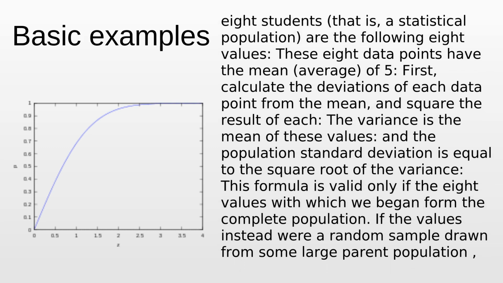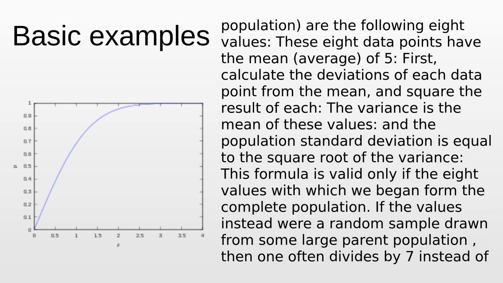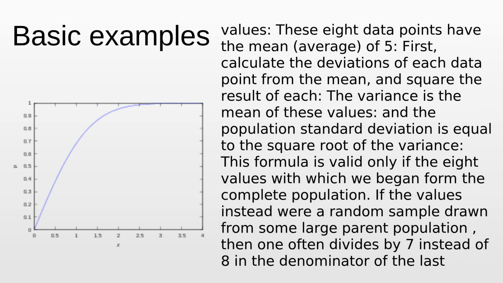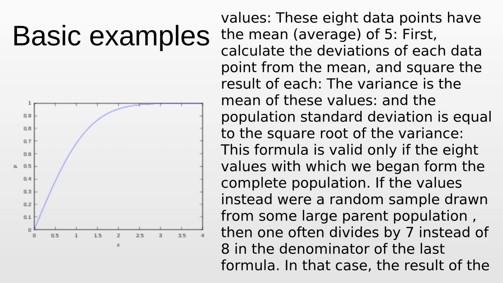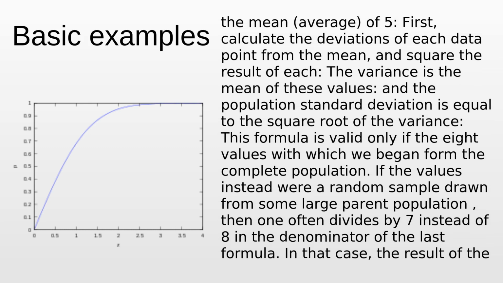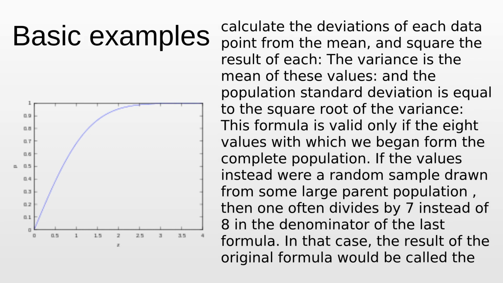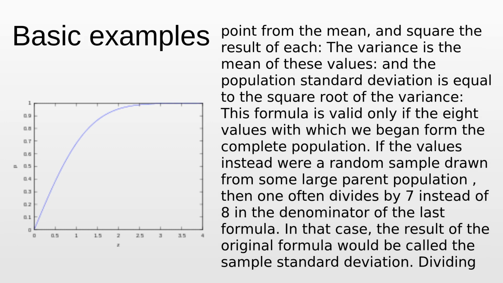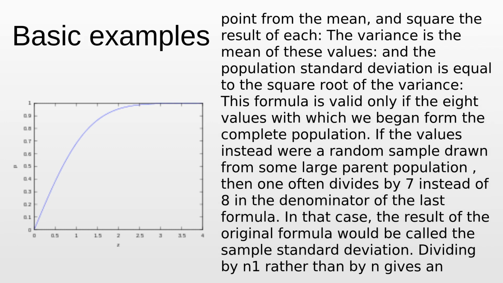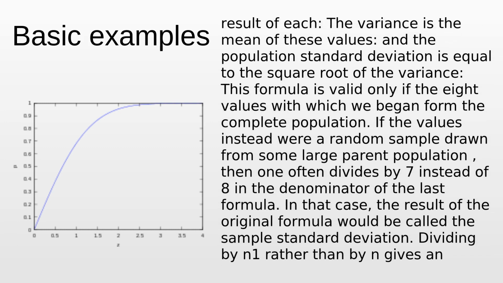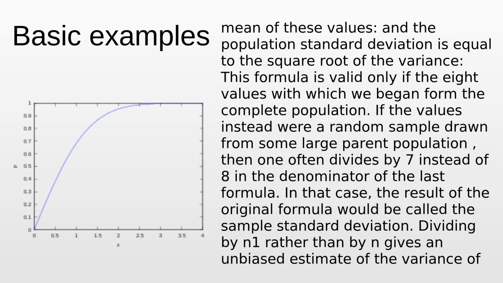First, calculate the deviations of each data point from the mean, and square the result of each. The variance is the mean of these values, and the population standard deviation is equal to the square root of the variance. This formula is valid only if the 8 values with which we began form the complete population.